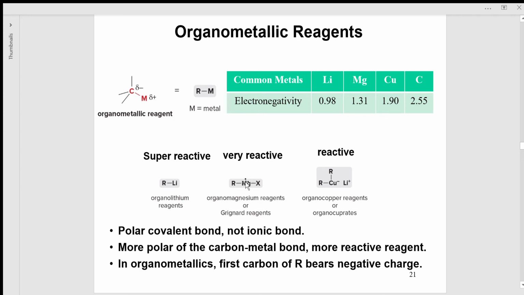The next one is called the magnesium reagent, or Grignard reagent, because Grignard is the chemist who developed this magnesium reagent. The next one is called a copper reagent, or cuprate, organocuprate. This is still reactive, but the least reactive of these three organometallic reagents.